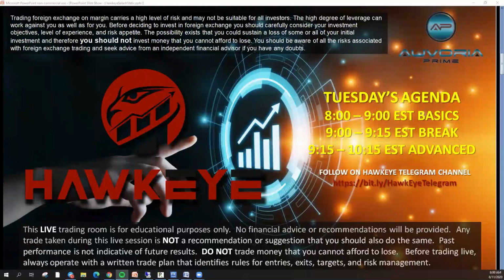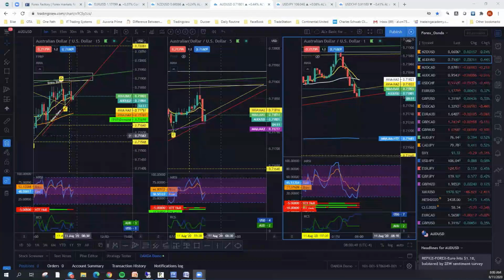Having said that, let me go over to the Aussie US chart. And we will start sharing that screen. And here we are. It just came into our entry to sell zone, and it went right in. Now it's coming back out again.